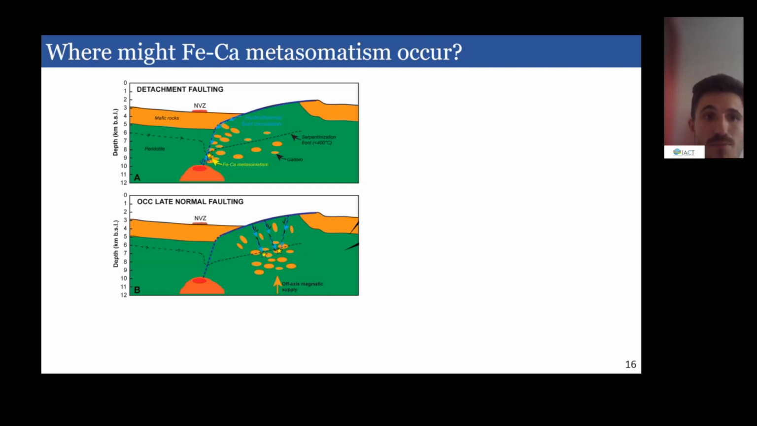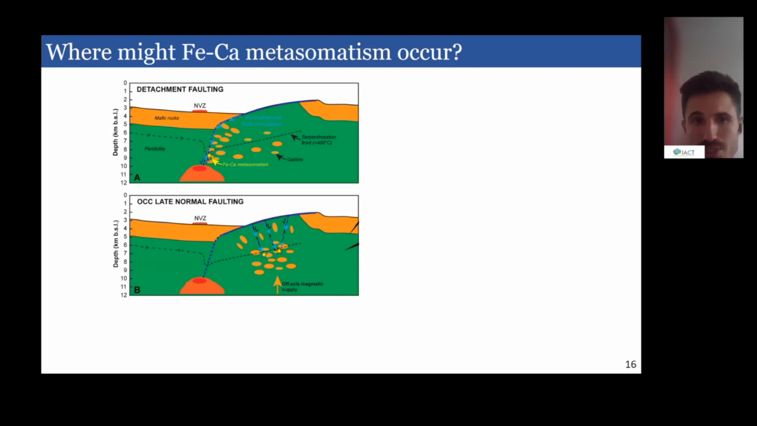First, during mantle exhumation along a detachment fault, so below the serpentinization front, so at higher temperature, if we have some magmatic inception in a fresh or poorly altered mantle peridotite, we could trigger the same magmato-hydrothermal processes. And another setting would be after mantle exhumation at the seafloor, if we have some late normal faulting that affects the massif. This area could also be a good setting where iron and calcium metasomatism might occur.